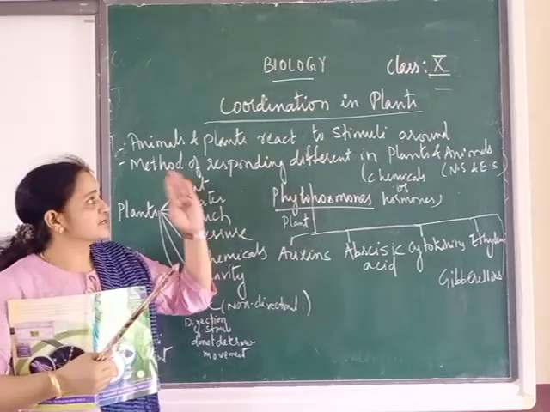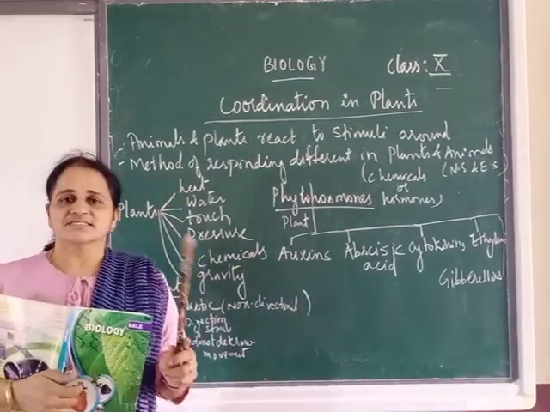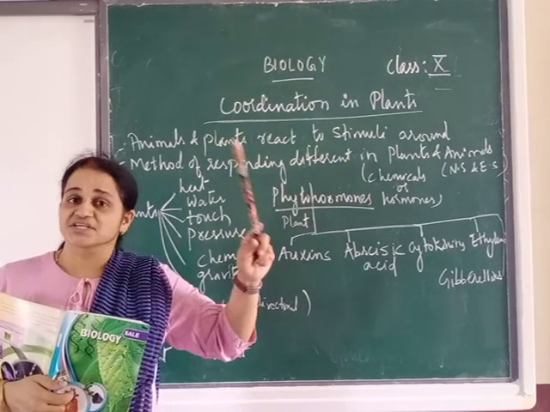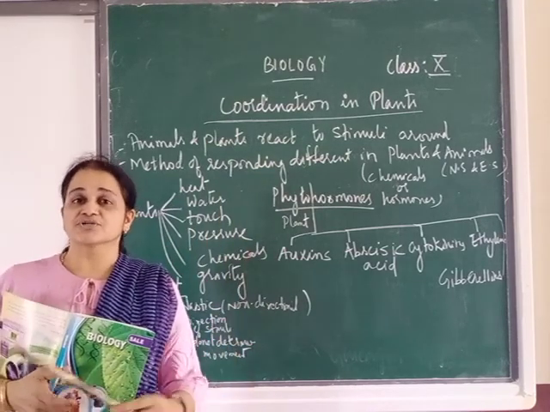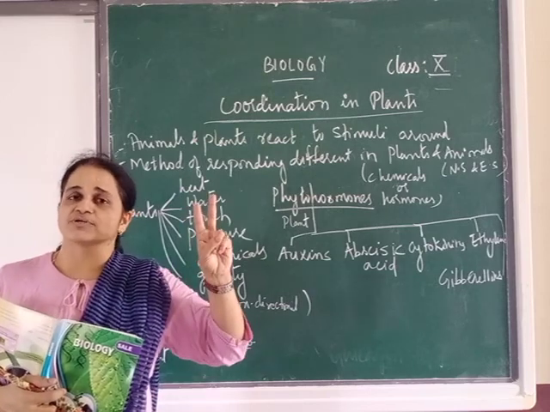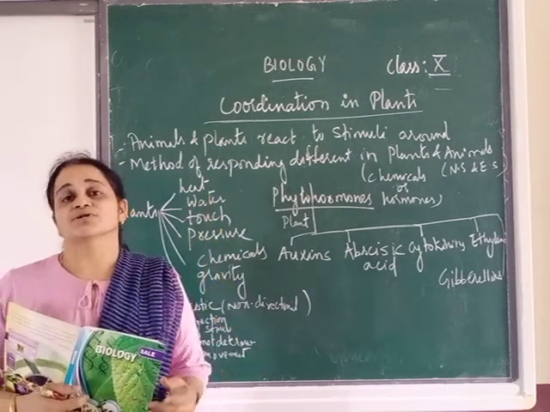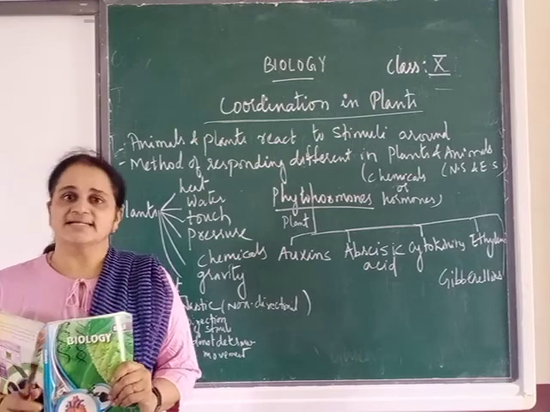Students, we will continue with our unit on coordination. In yesterday's class we talked about coordination in animals, and when we talk about coordination in animals, we talked about which two systems? We talked about the nervous system, and also we talked about the endocrine glands.